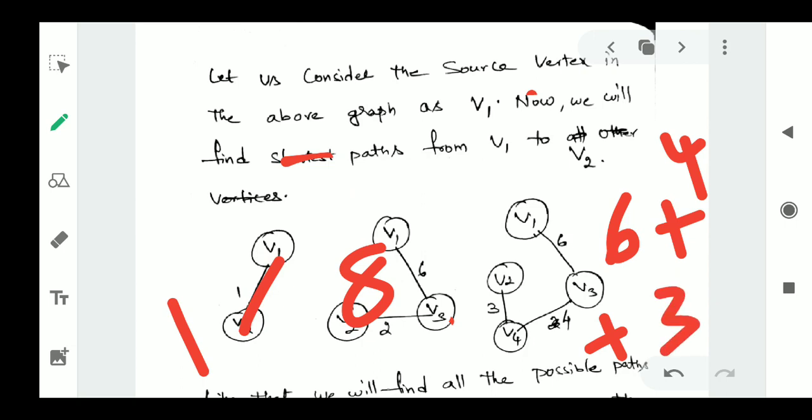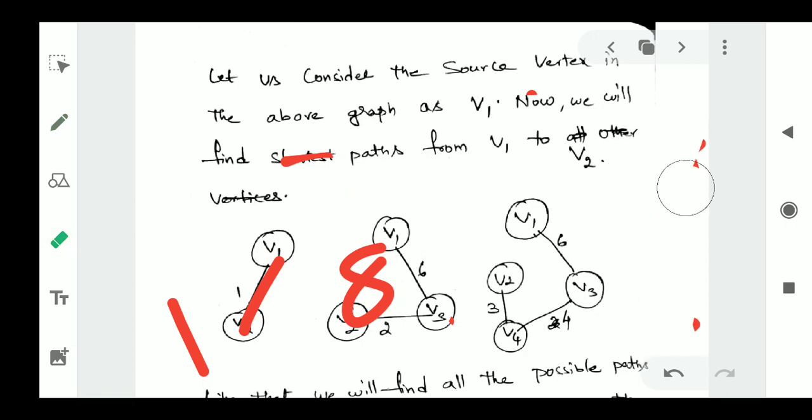6 plus 4, 10, 10 plus 13. So here the distance is 13. Like that, we have to find out all the possible paths. Here we have not taken all the possible paths, but while you are solving the problem, you have to take all the possible paths. Then among all the possible paths, you have to take the shortest one. So in this example, from these paths we have, this is the shortest path.